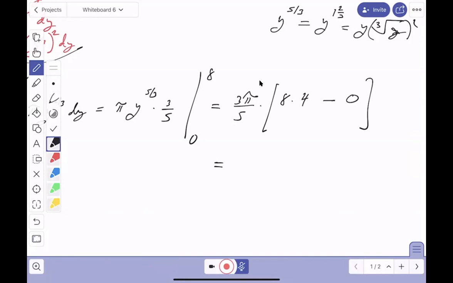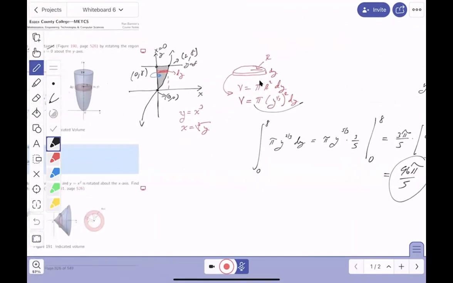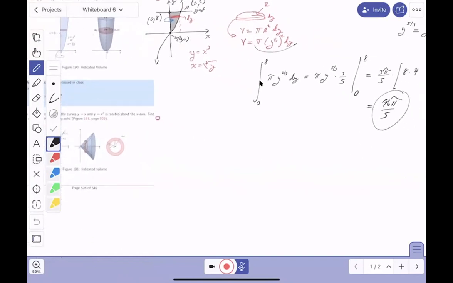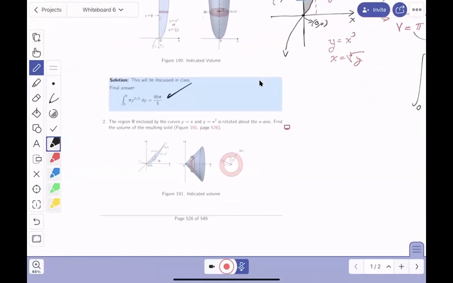So what do you get over here? Let's see. 8 times 4 is 32. 32 times 3 is 96 pi over 5. Do mistakes happen? All the time. This is why we give you a key, and this is why we want you to look at the key to verify that you got the right answer. If you're not getting the right answer, all I can say is do the problem again. What I say, 96 pi over 5. Bingo. All right. Let's do the next one.